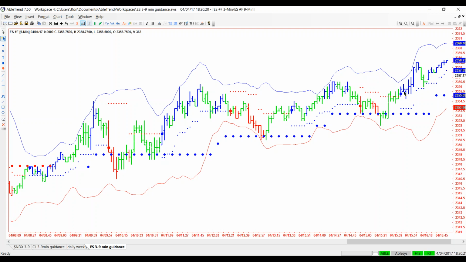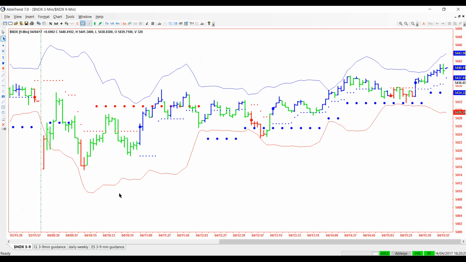The software did its job and did pick up the winning trade. Blue bars, blue 3-minute, blue 9-minute. Everything was in perfect alignment. So, pretty good stuff. Here's a NASDAQ chart, really ugly looking chart. But the beauty of it was we hardly had any trades.